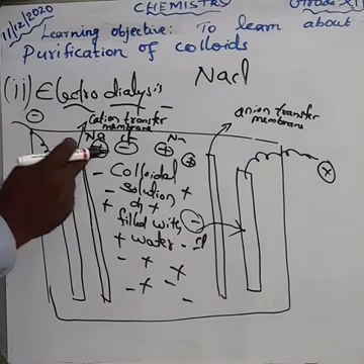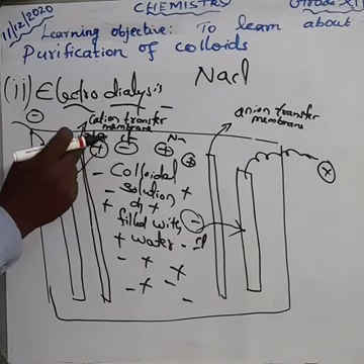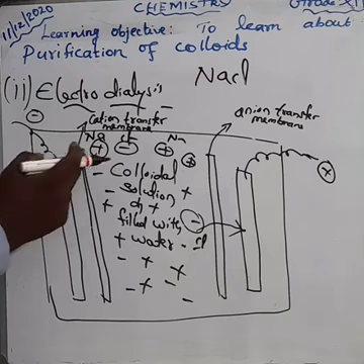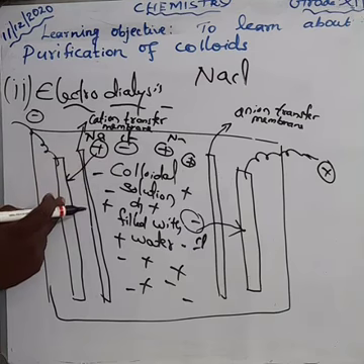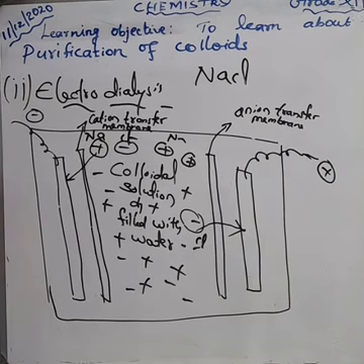So here the sodium ion, Na plus, is attracted by the cathode electrode. Here we have a cathode electrode. What is the charge of the cathode? This is a negative charge. All of you know that one.